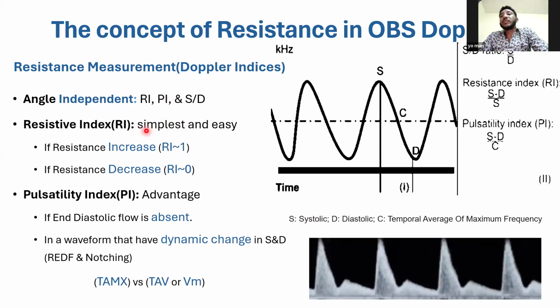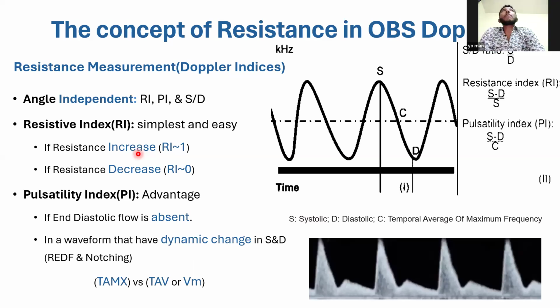If the resistance increases, the RI value will approach 1, and if the resistance decreases, the RI value will approach 0. We call those vessels low resistance, but when you come here, we call those vessels high resistance. If you get, for example, an RI of 0.93, we call that a high resistance blood flow. And if we get, for example, 0.3 or 0.4, we can call it a low resistance blood flow.